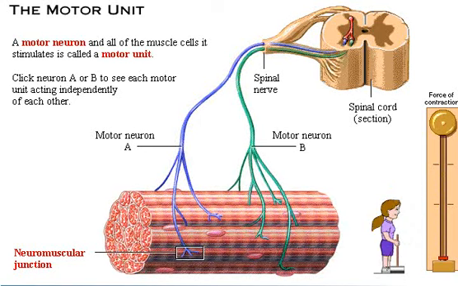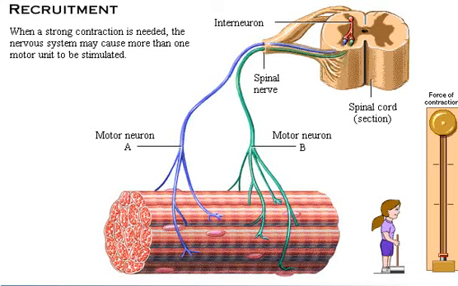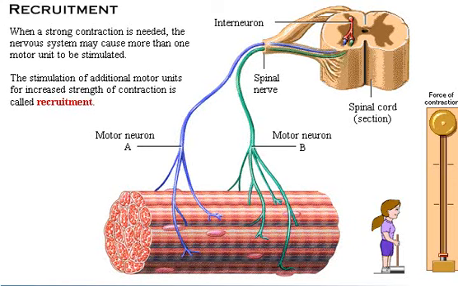Did you notice that motor units A and B contain different numbers of muscle cells? Now let's look at the phenomenon of recruitment. When a strong contraction is needed, the nervous system may cause more than one motor unit to be stimulated. The stimulation of additional motor units for increased strength of contraction is called recruitment.